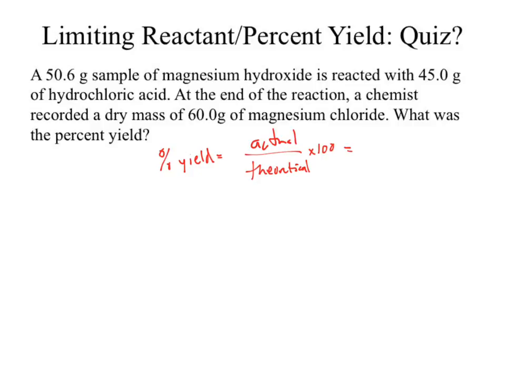Okay, so that is one way to do it, reading the question very critically to say that's what we obtained. Okay, I will accept that. 60.0 grams of magnesium chloride divided by our theoretical yield. How much magnesium chloride should we theoretically have made? 95.6 grams. What you did was add the mass of magnesium hydroxide with the mass of hydrochloric acid to make your product. That would be a perfectly valid approach if this was a combination reaction.